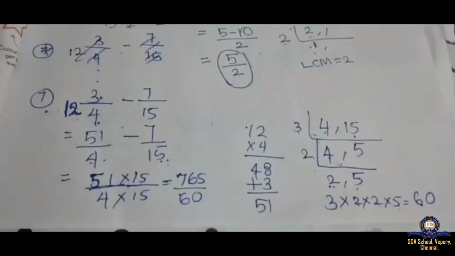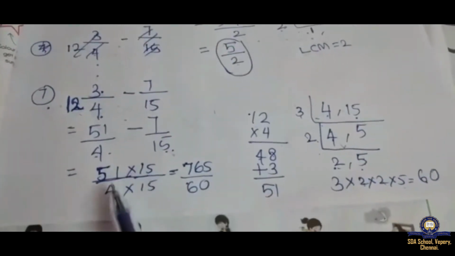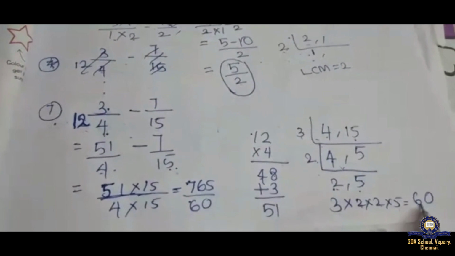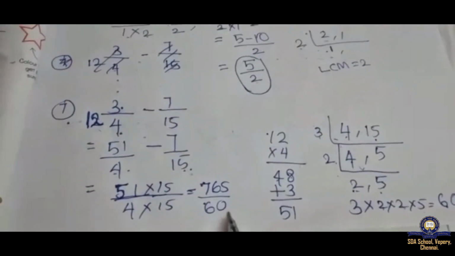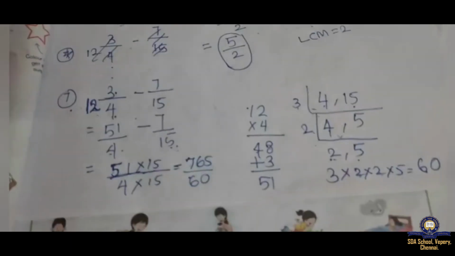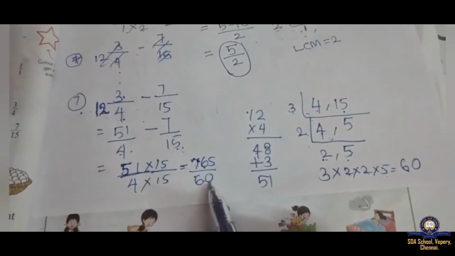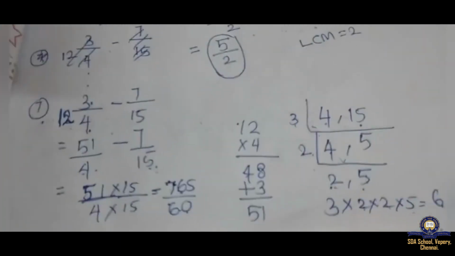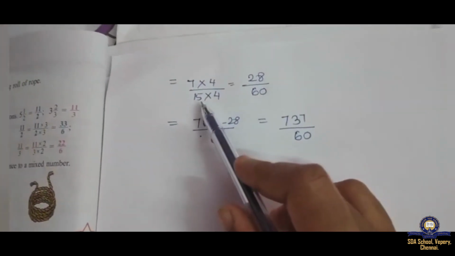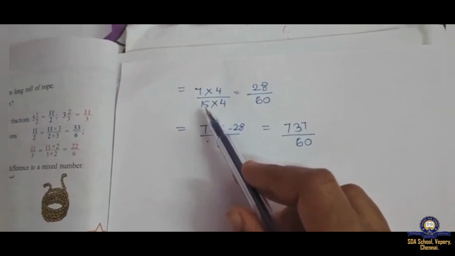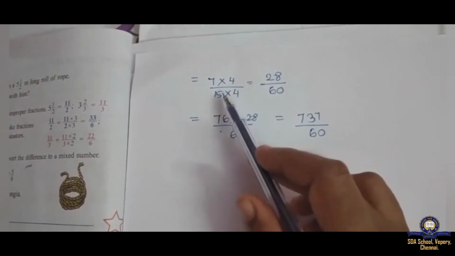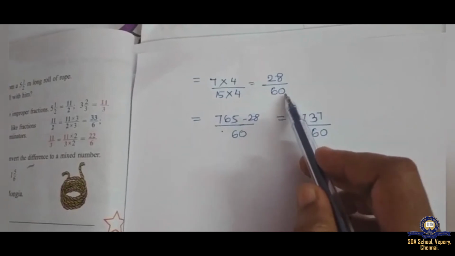51/4. See, I have done it for you. 51/4 multiplied with 15 so that the denominator comes to 60, because the LCM is 60. So I multiplied with 15. That gives 765/60, right? And now the next number, 7/15. Here I am going to multiply with 4. Seven 4s are 28, 15 into 4 is 60. So the denominator we got is 60.